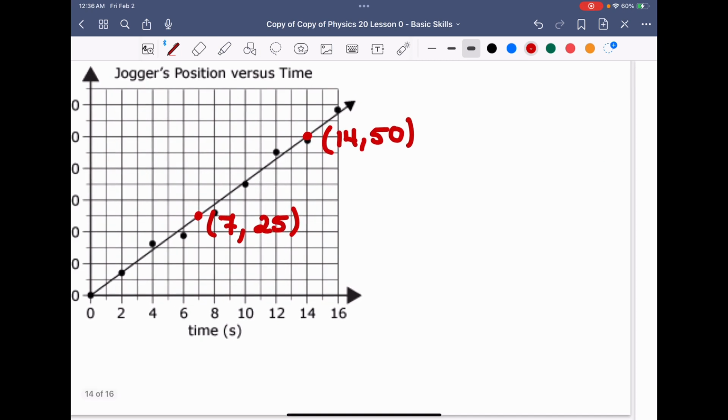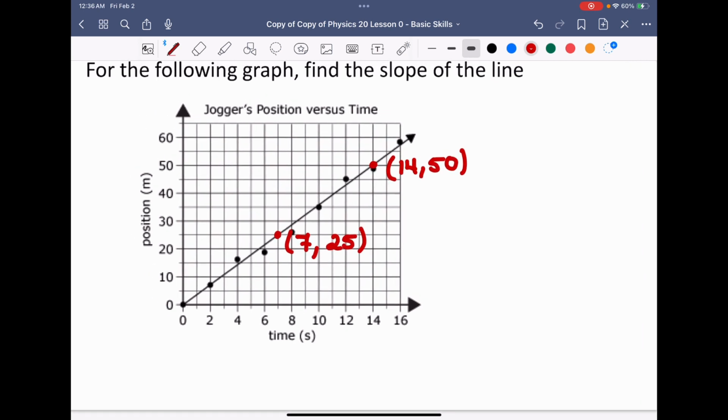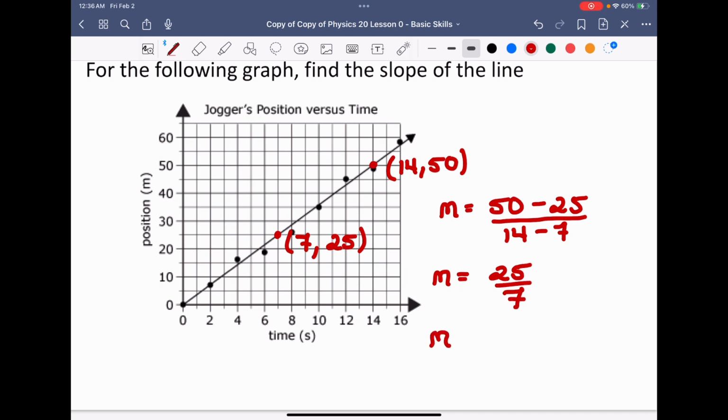Now, when we calculate the slope off to the side here, we're going to say that m is equal to the first y value, or y2, minus y1, which is 25, divided by, we take 14 minus 7. Now, this is going to give us a slope. m is equal to 25 divided by 7. And in your calculator, if you do this, you're going to find that this is equal to 3.6.